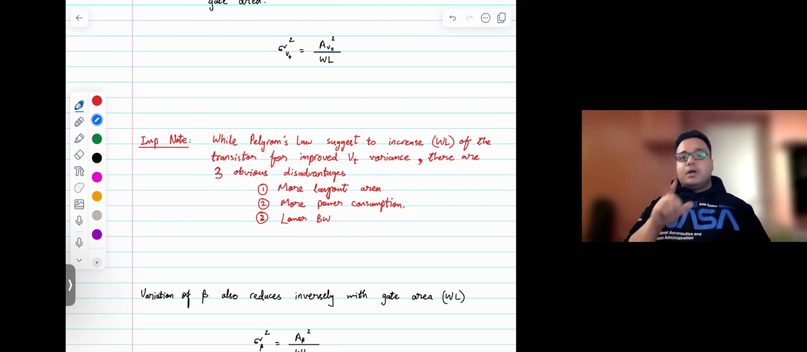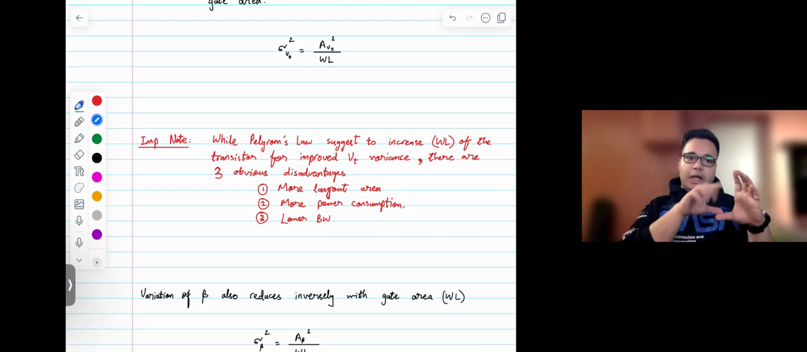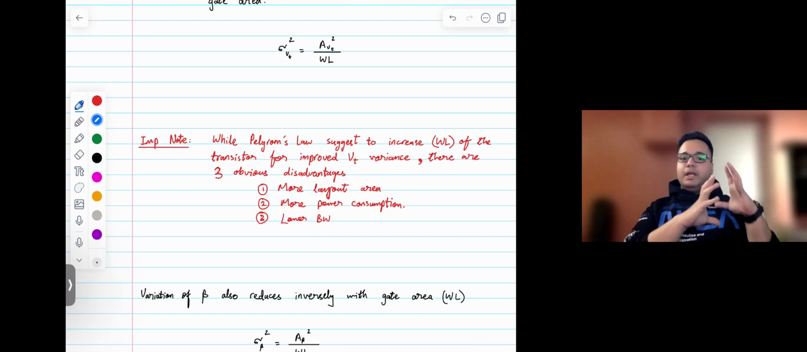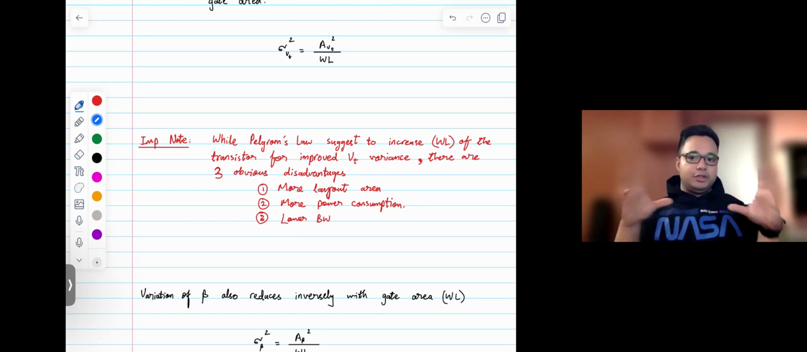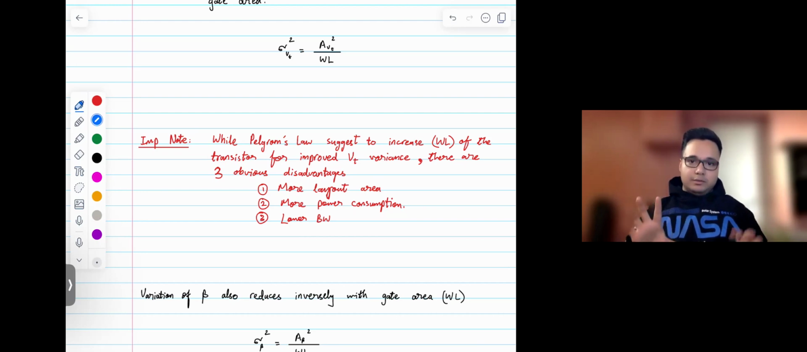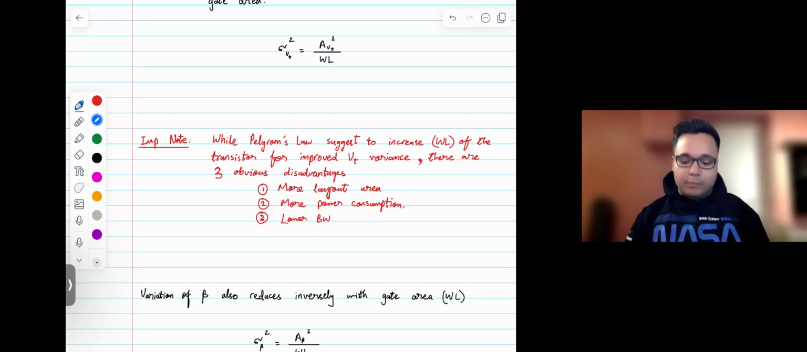Also, if the current in the reference branch is fixed and you're increasing M1, which is the reference transistor, if the current is the same and you're making the transistor bigger and bigger and bigger, at one point it will go into triode. So that's another thing. You have to make sure that all the transistors in the current mirror are in saturation. And so that's also a limit in terms of how much you can beef up the W by L.